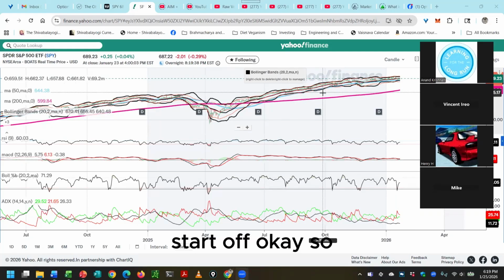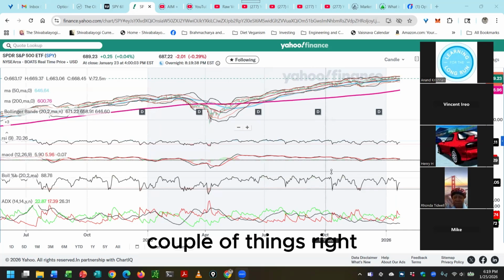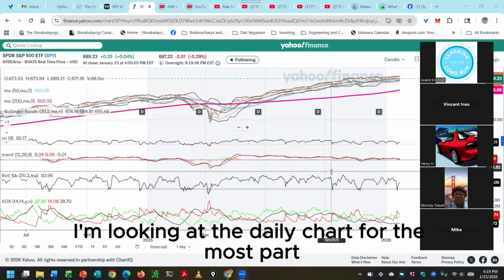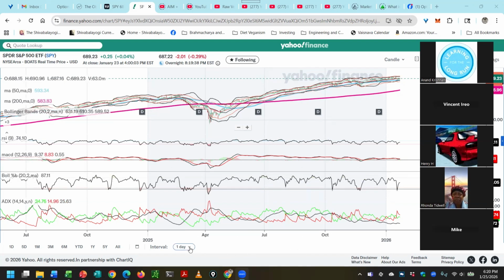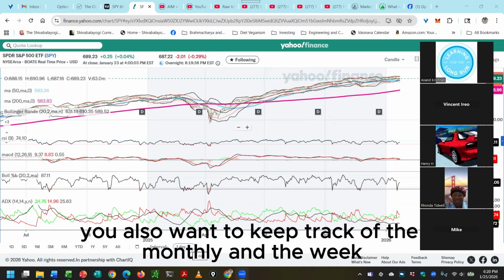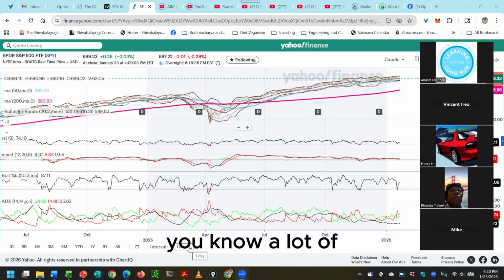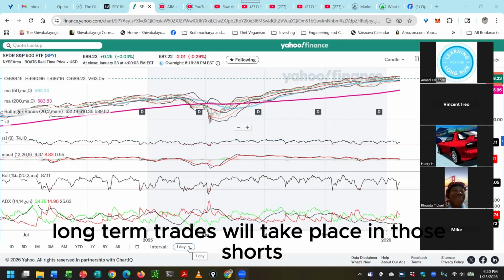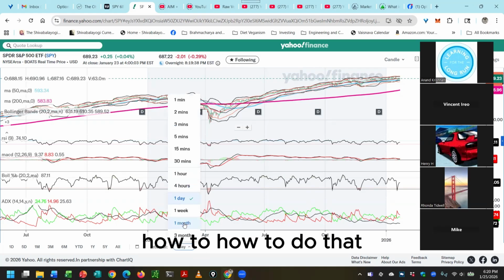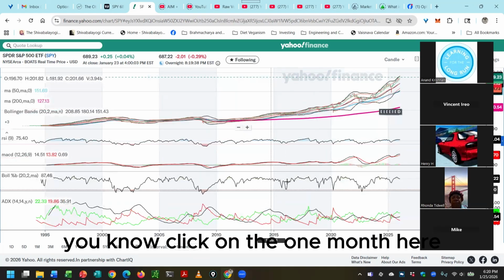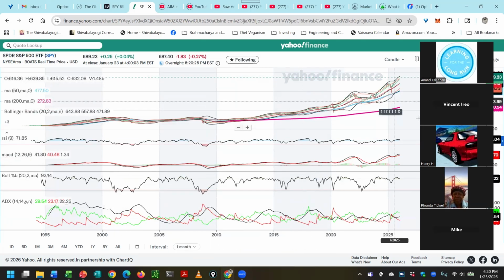Okay, so starting with this, a couple of things. I'm looking at the daily chart for the most part because a lot of our trades are relatively short term. However, you also want to keep track of the weekly and the monthly charts, because a lot of long-term trades will take place in those charts. So just as a quick thing, how to do that in Yahoo Finance, just click on the 1 month here, and you can actually see here that the ADX is above 20 on the monthly chart.